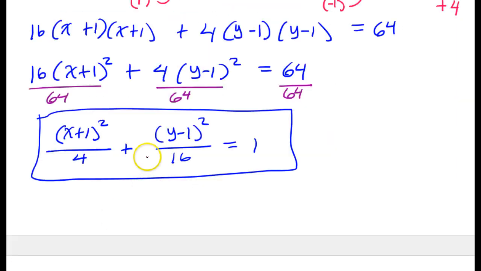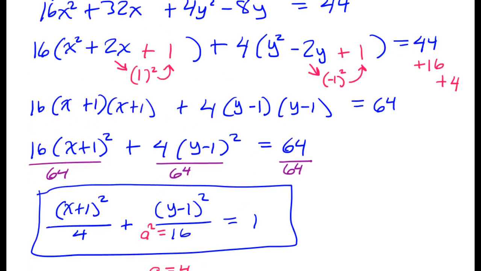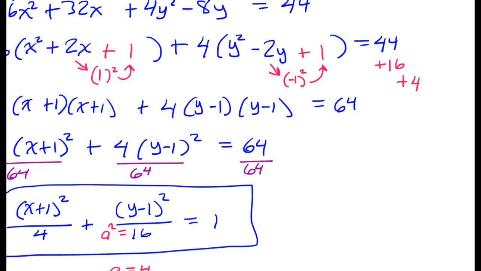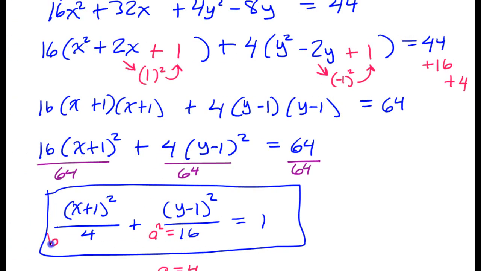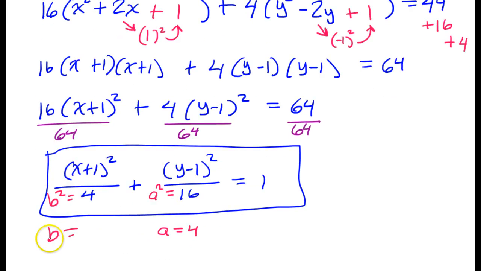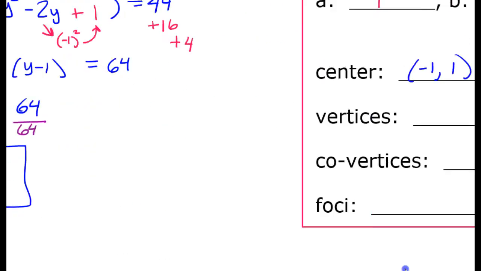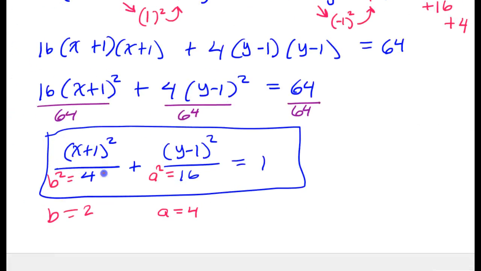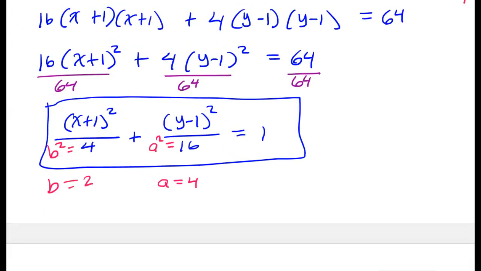Now, how about the A value, B value, and C value? We always let A squared equal the bigger denominator, which means that A must be 4. Okay, so the A value is 4. We always let B squared equal the smaller denominator, so that means B is equal to 2. So B is 2.